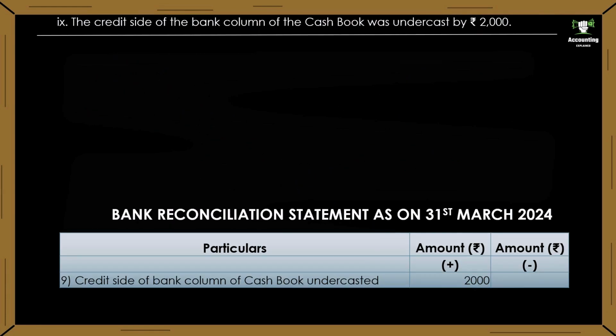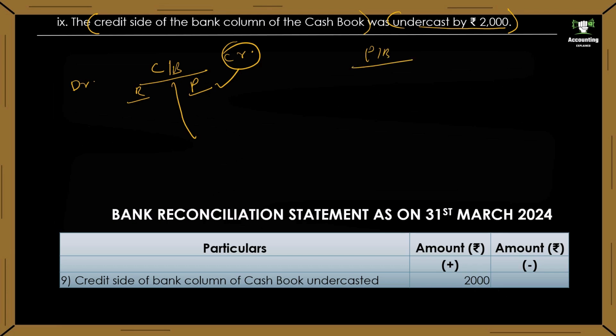Students, now we have come to the last part of the question. The credit side of the bank column of the cash book was undercast by 2,000. So cash book, receipts, payments, debit, credit. Credit side means payment side. Undercast by rupees 2,000 means they have shown rupees 2,000 lesser on the payment side in the cash book.